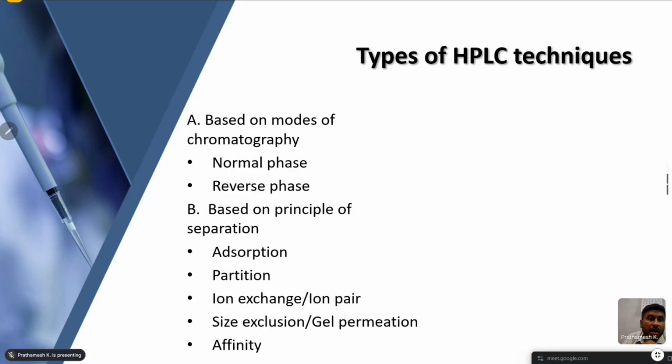Next, you can have different HPLC techniques based on the principle of separation. Now you have adsorption, partition, ion exchange, size exclusion and affinity. Now the first one is adsorption.